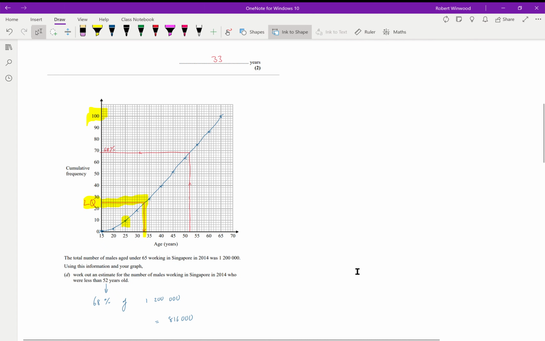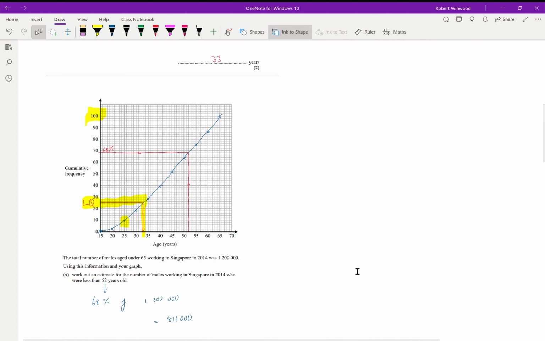Part D is a bit of a problem-solving question. It's asking for the age of people under 65. Sorry, it's the age of people under 52. So we go up from 52 and across, and we work out that 68 of the 100 people in our sample were under 52. So we have to use that to estimate that if 68 out of 100 is under 52, by the time we scale that up to 1.2 million, 68% of 1.2 million would be around about 816,000 under 52 years of age.